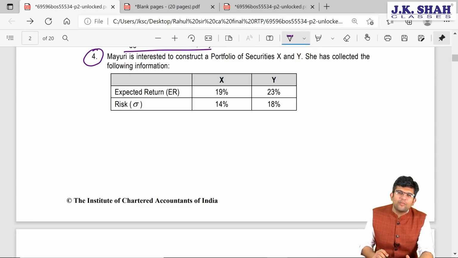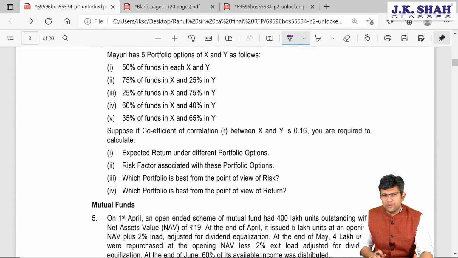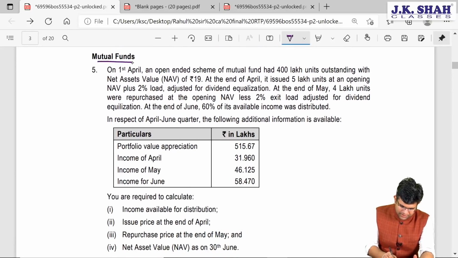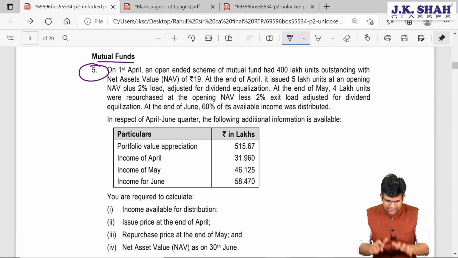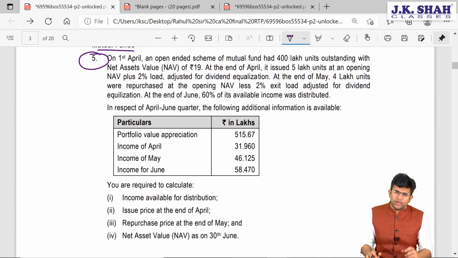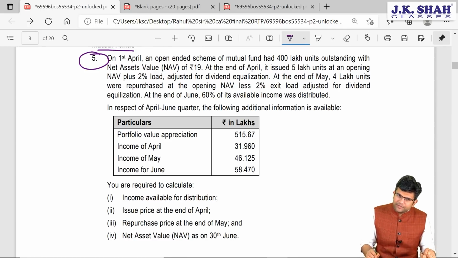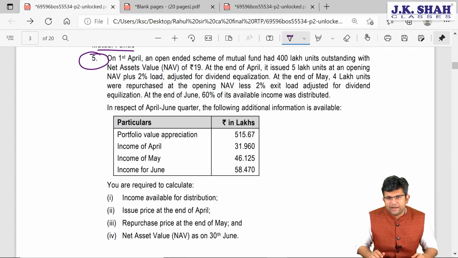Okay students, I hope you all saw the video and I hope you understand this question is very similar to the same. Let's now go to the next question, mutual funds. Now question 5 is from the chapter of mutual funds. This question is based on a unique concept called dividend equalization. What this concept is and how to solve this particular question, I have a detailed video on the same. I'm presenting that in front of you.